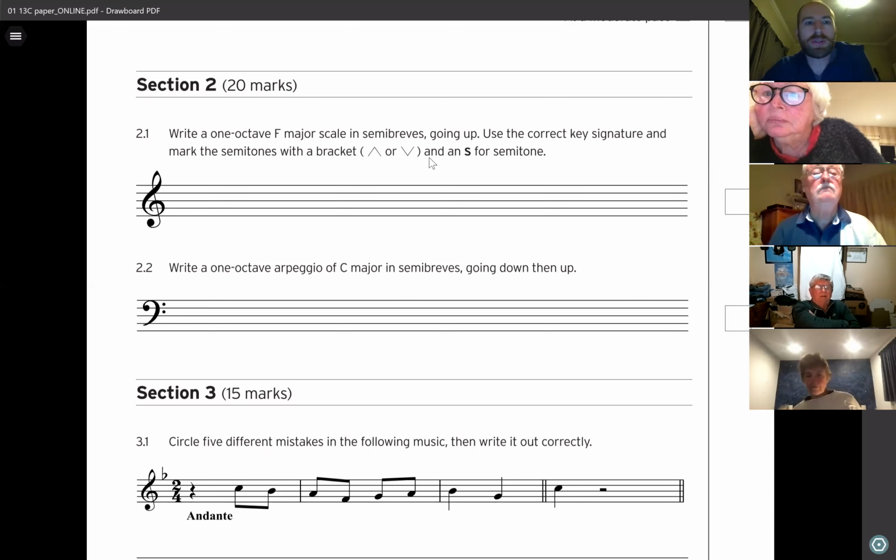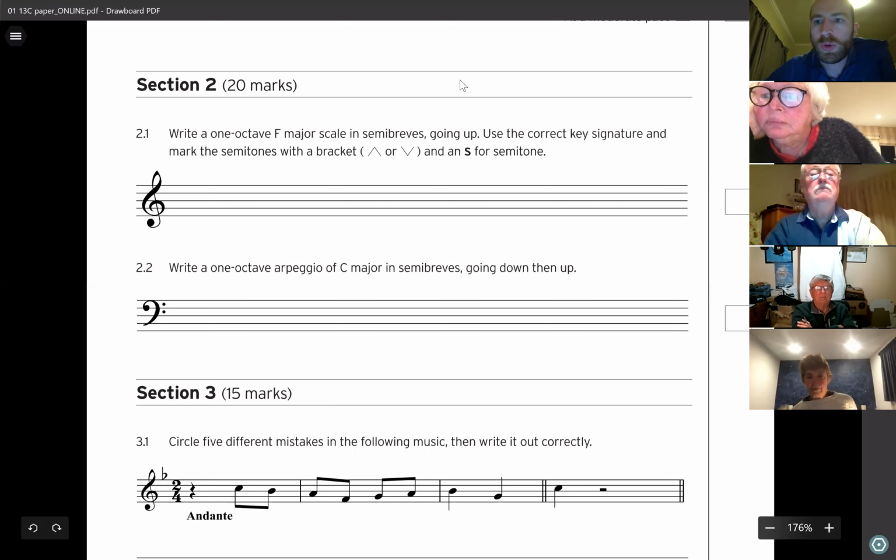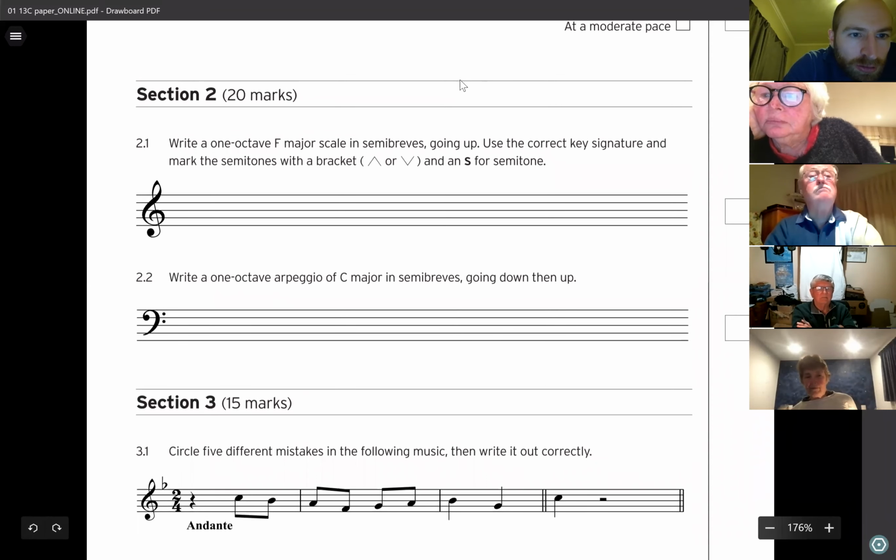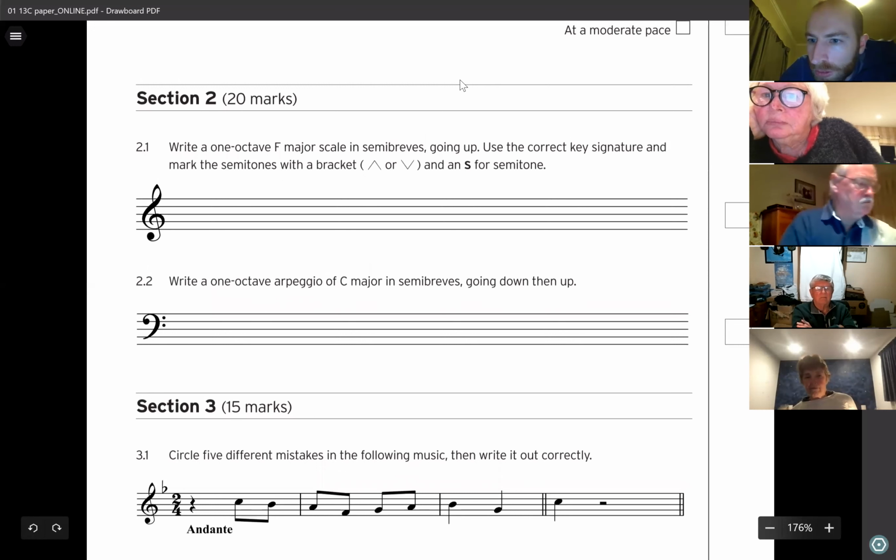So what is the key signature for an F major scale? One flat, B flat. So we would write in, see if I can write on this. Can I write on this? Hang on, here we go. We would write in our B flat.